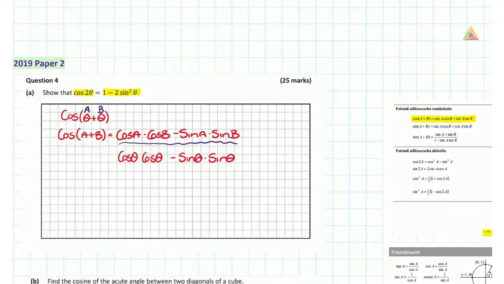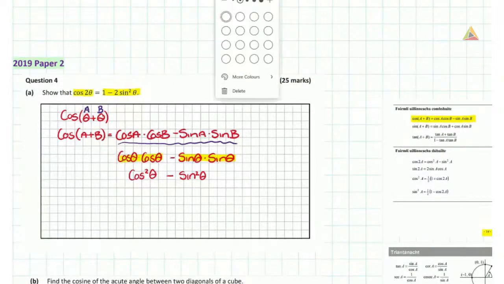Now, you will notice that cos theta times cos theta, well, that's just cos theta all squared, or as we write it in trigonometry, cos squared theta. Also, sine theta by sine theta, you're going to notice that that's sine squared theta, and there's obviously a minus in the middle.